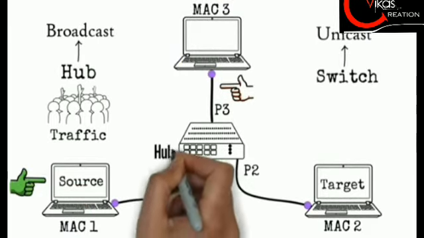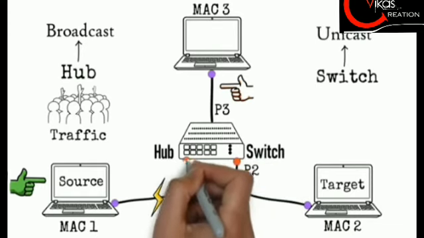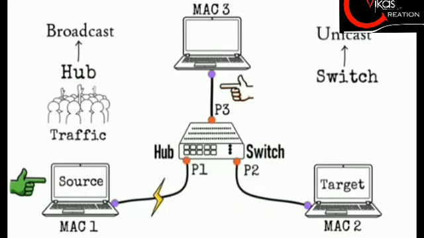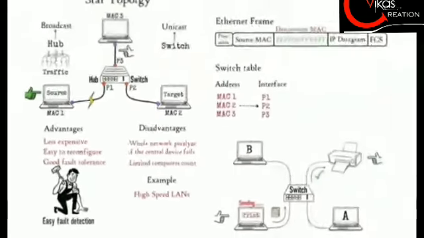However, if the central device goes down, the whole network is paralyzed. One more limitation in star topology is that the number of computers in a network is limited by the number of input-output ports in the central device. An example of star topology is high-speed LAN.